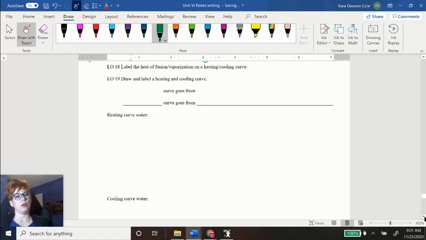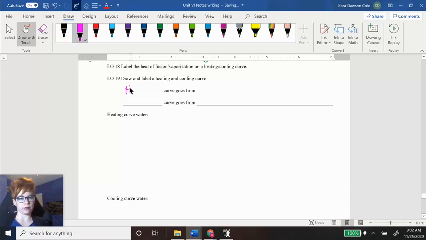We are in Unit 6, Learning Objectives 18 and 19. So Learning Objectives 18 and 19 kind of go together. Learning Objective 18 is to label the heat of fusion or vaporization on a heating and cooling curve. And then Learning Objective 19 is to draw and label a heating and cooling curve. So they go together. A couple of things.